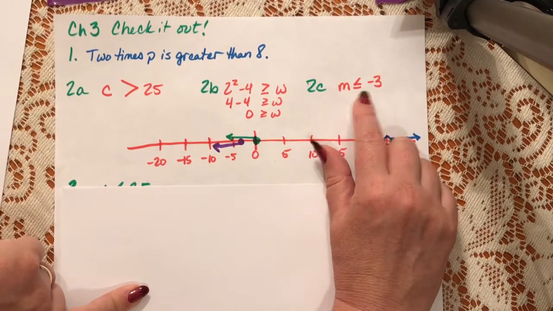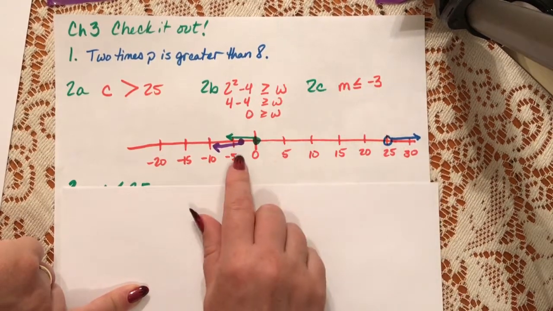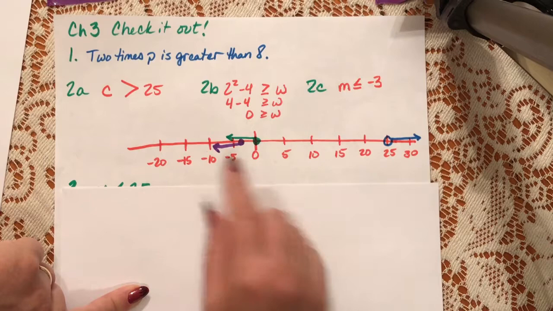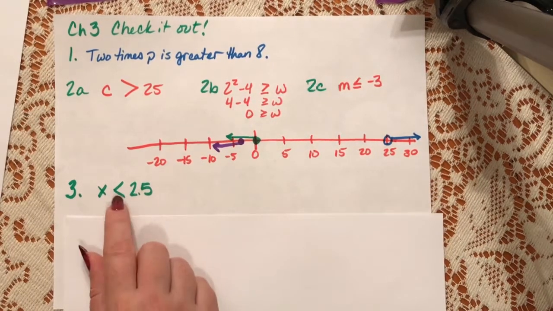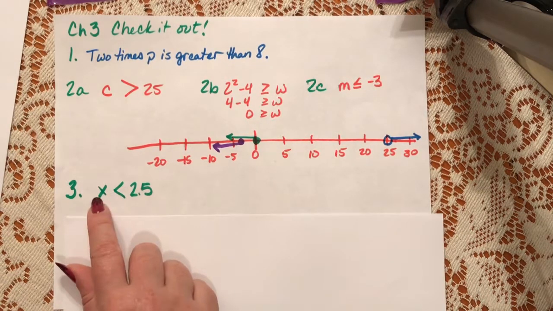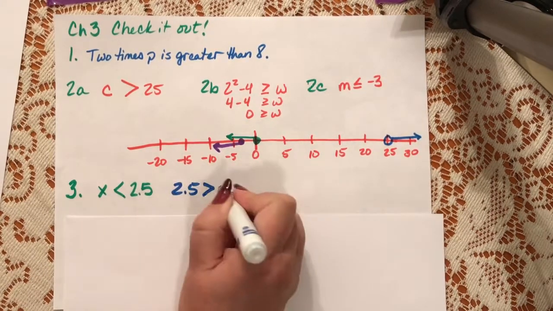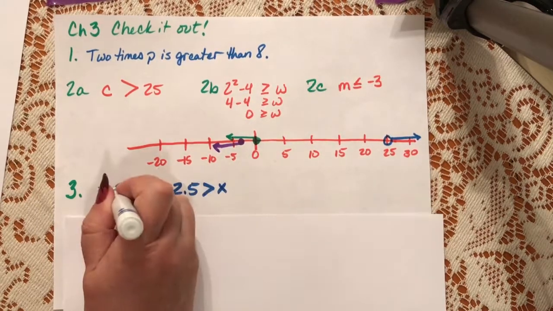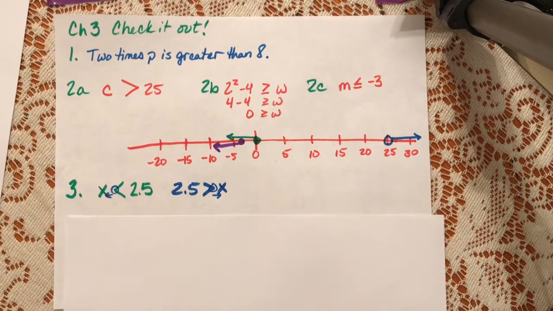M is smaller than or equal to -3. We found -3. It's an equal or a smaller, so it's a closed dot and it goes smaller. Question 3 gives us an inequality. It's an open circle at the 2.5, so there's no equal to. It's just smaller than, and x is smaller than because the arrow points in the smaller direction. If you wrote 2.5 is greater than x in that direction, that's fine, as long as the small end is on the side with the x.